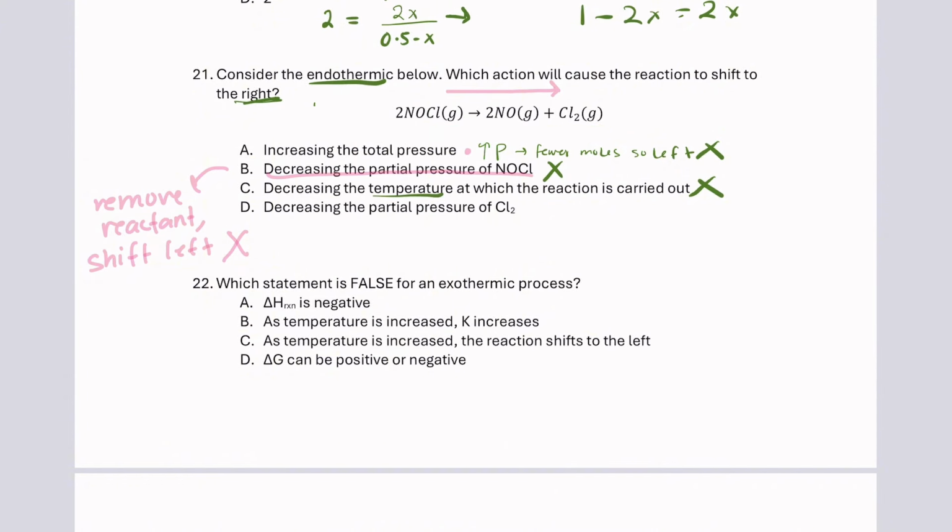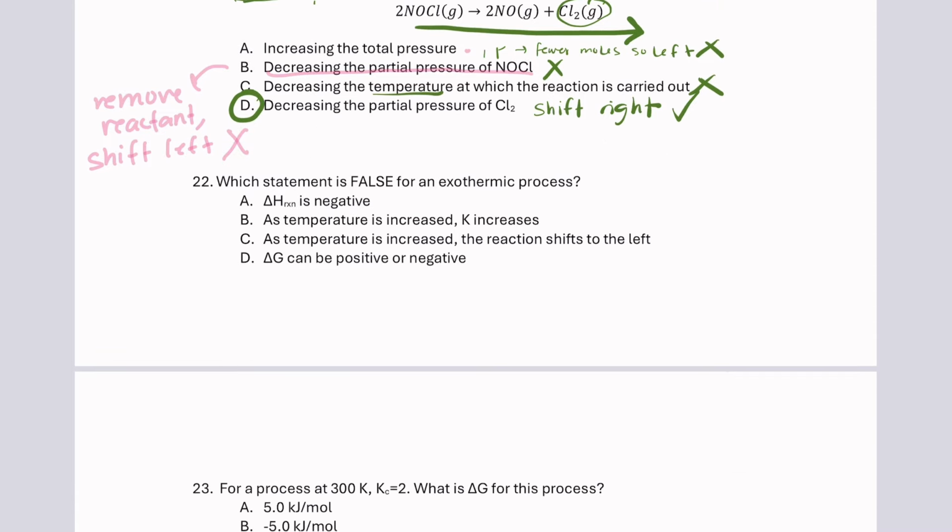Finally, D says decreasing the partial pressure of Cl2, chlorine gas. Chlorine gas is a product. If we remove product, the system will try to replace it, which pushes the reaction forward to the right. That is what we want. So the correct answer is D.